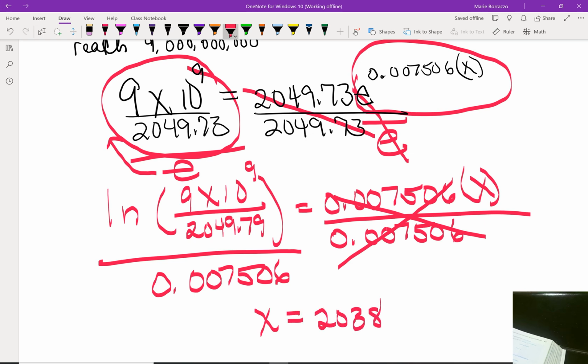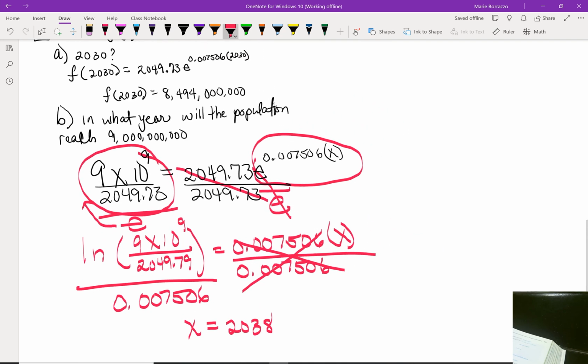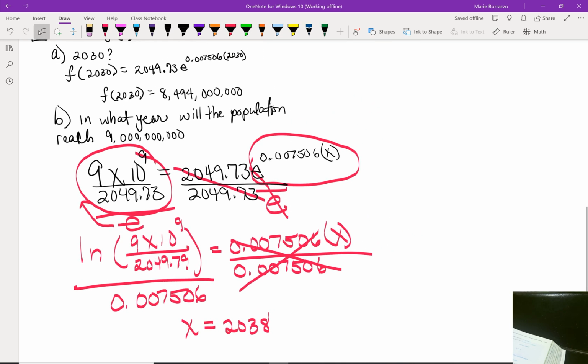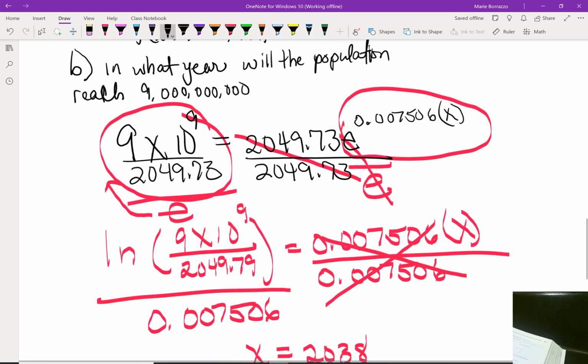Now, granted, I worked this out for you in front of you. What I would ask you to do is try this on your calculator, because I think it would help you. All right.